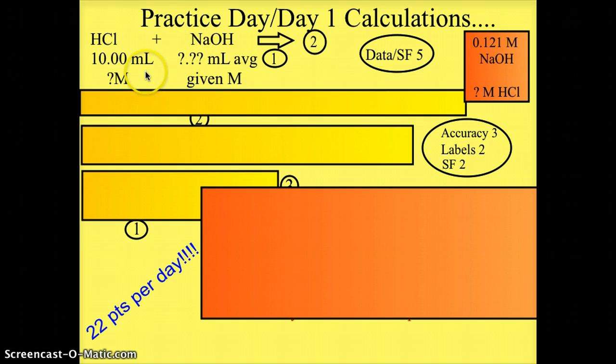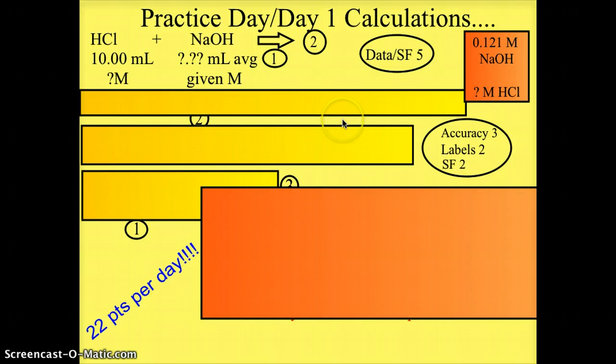Now remember, every single titration you use 10.00 milliliters, and yes, you do need the zeros, those are part of your significant figures. You will need to calculate the average volume of NaOH from your data that you collected in the laboratory today. I gave you the molarity on the board, which again is over here in this little box, 0.121 molar NaOH. All right, your data with proper sig figs is worth 5 points, and we are looking for the molarity of the HCl.